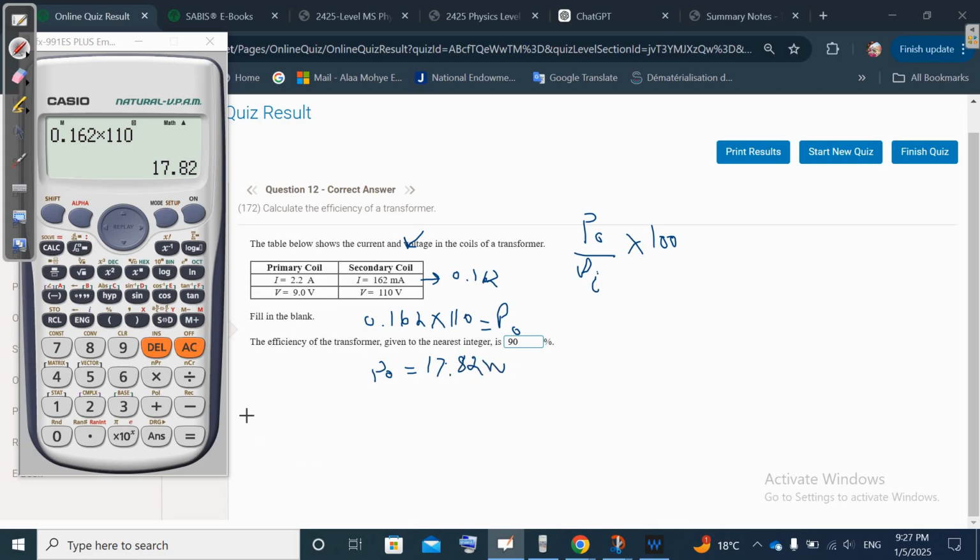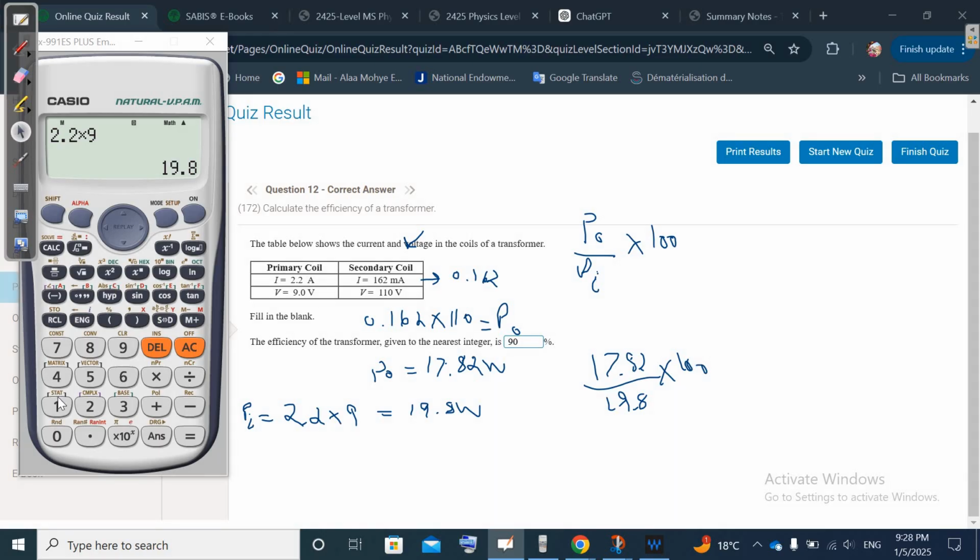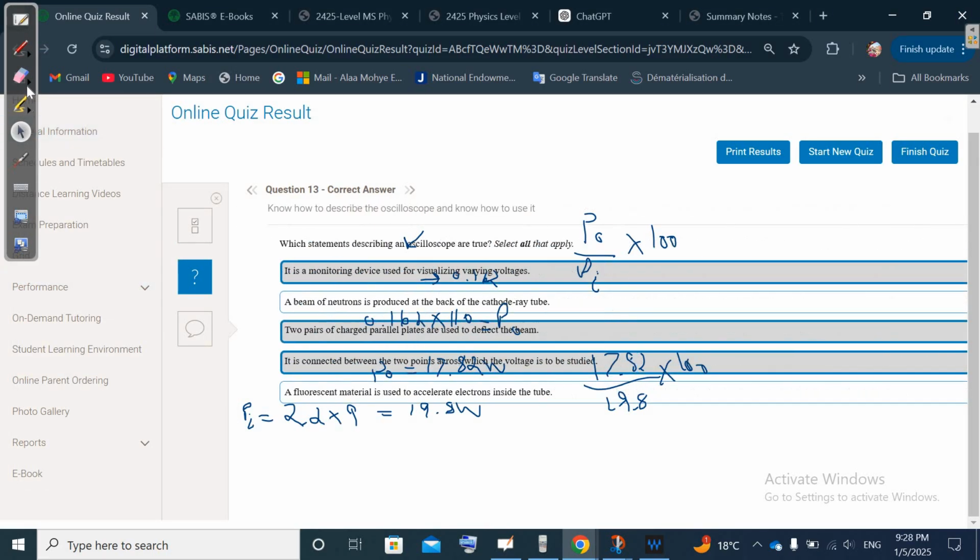And then for the power in, we need to do 2.2 times 9, which is 19.8 watt. Then 17.82 over 19.8 times 100. Let's do it real quick. 17.82 divided by answer times 100, you get 90%. So that's the efficiency of the transformer.